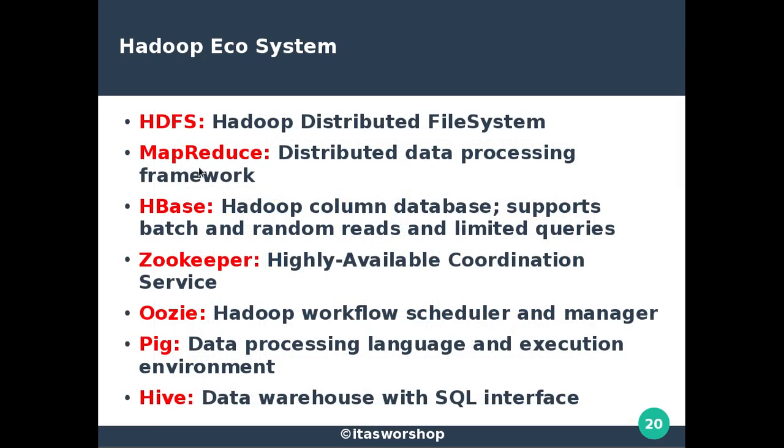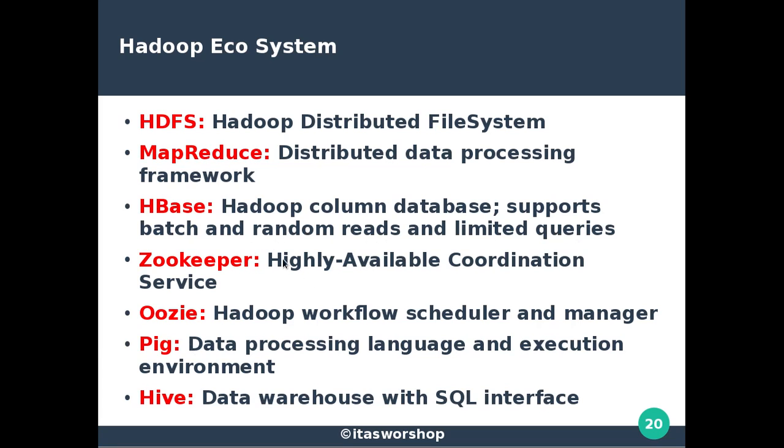So let us see some of them. HDFS, Hadoop Distributed File System. This is a different file system than the existing one. It is considered as a single unit disk for all the underlying nodes. MapReduce is a distributed data processing framework. So we can write our application and perform computation in a distributed, parallel manner. And HBase is a column database, so it supports batch and random reads and writes also. So you can query through HBase.